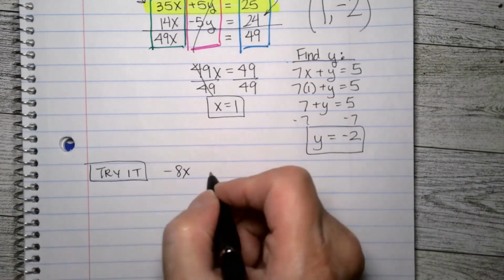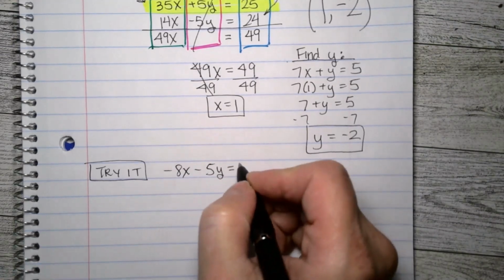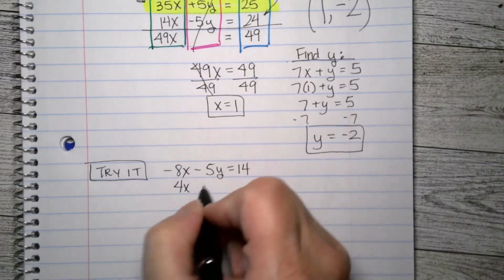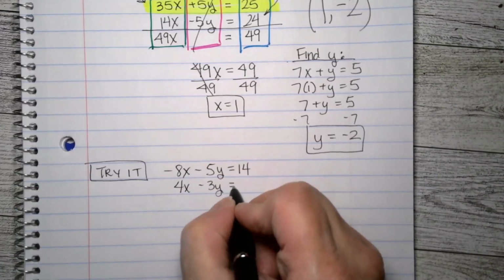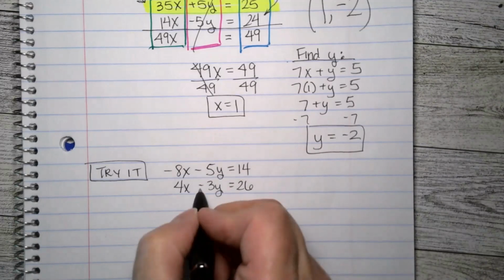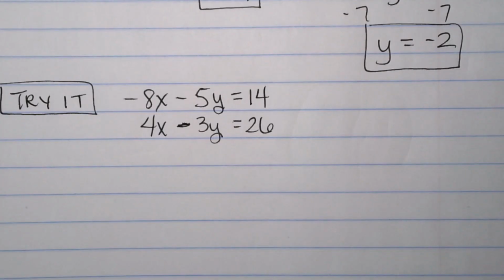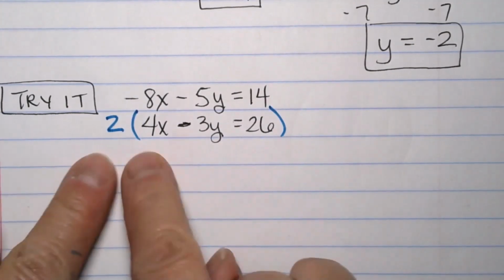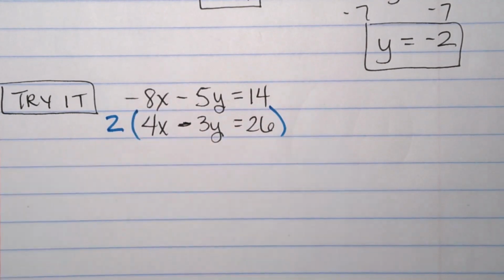-8x minus 5y equals 14. 4x minus 3y equals 26. You decide what you need to multiply by and then smash those puppies together so things cancel. I'm thinking that this is the plan. Multiply that times 2, because that'll turn into a +8, and the +8 will kill the -8, and that'll be the fastest, easiest way to do this.